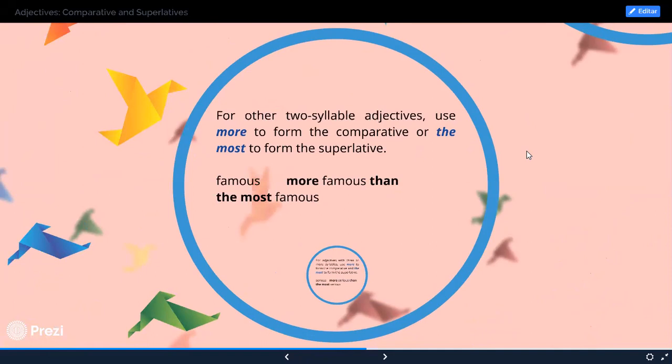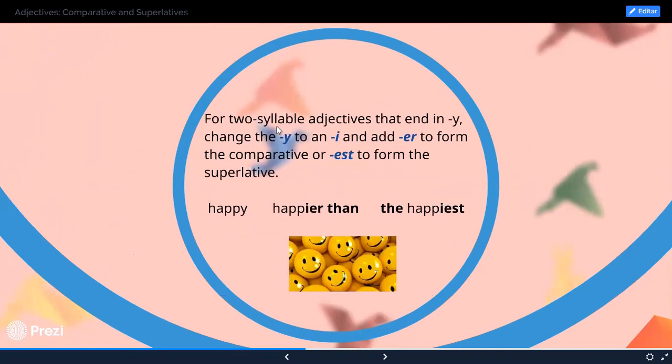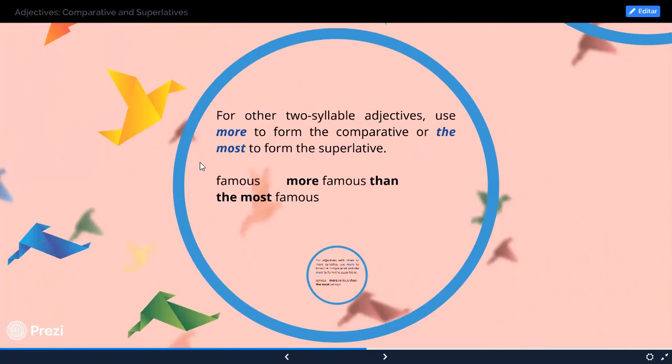For other two syllable adjectives, use more to form the comparative or the most to form the superlative. Famous, more famous than, the most famous. Okay, thank you. So we have the next rule that says, for other two syllable adjectives, if you remember the previous one, for two syllable adjectives that end in Y, we change the Y to an I and add ER. But for other two syllable adjectives, we are going to use more to form the comparative or the most for the superlative.